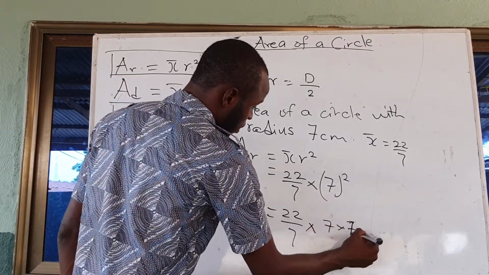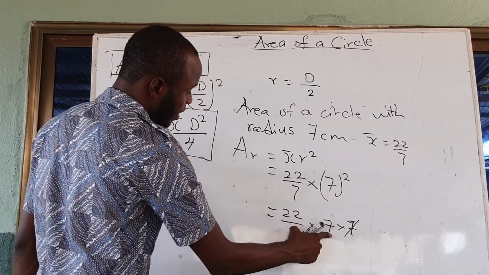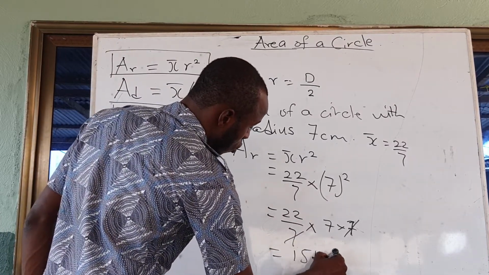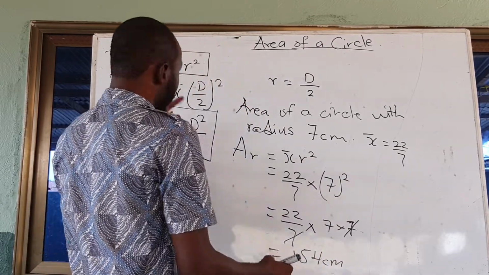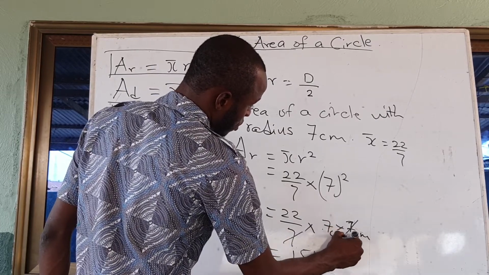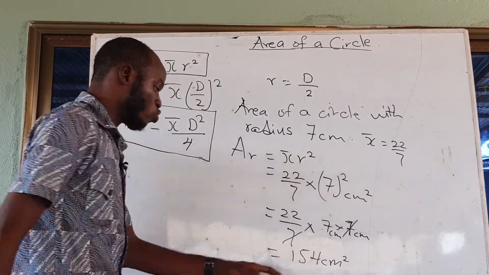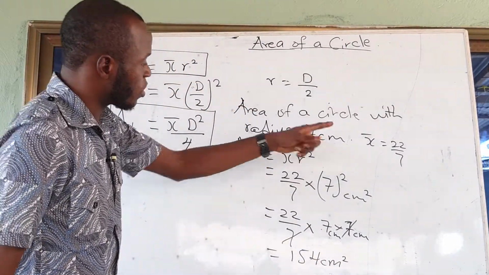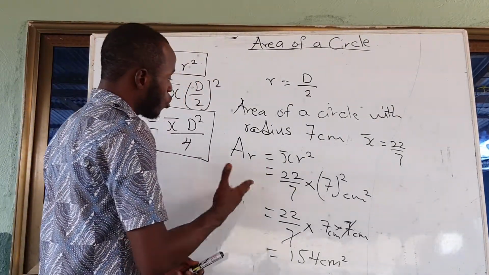So one of these 7s will cancel one of these 7s, leaving us with 22 times 7, and that gives us 154 centimeters. Since it is an area, and the units here are centimeters, the answer is in centimeters squared. So 154 centimeters squared when the radius is equal to 7 centimeters.